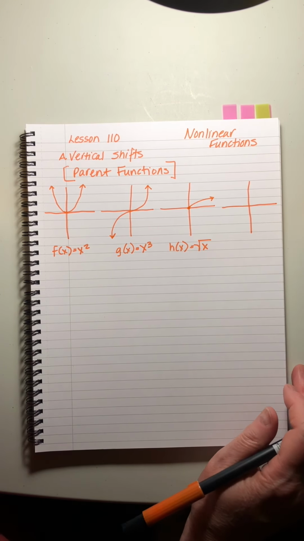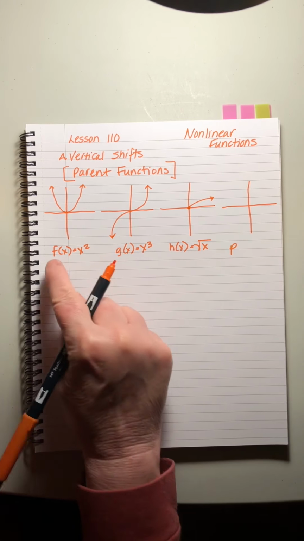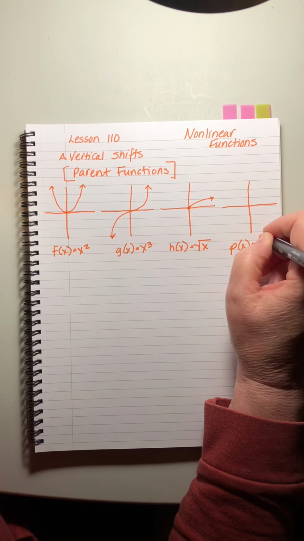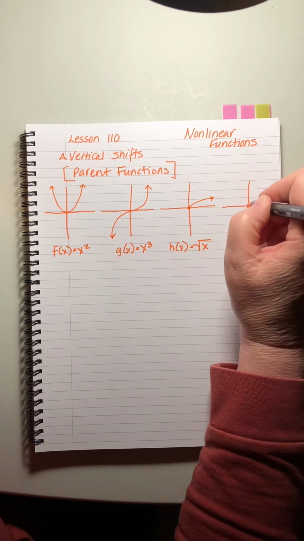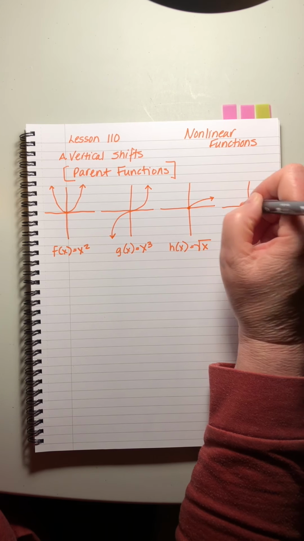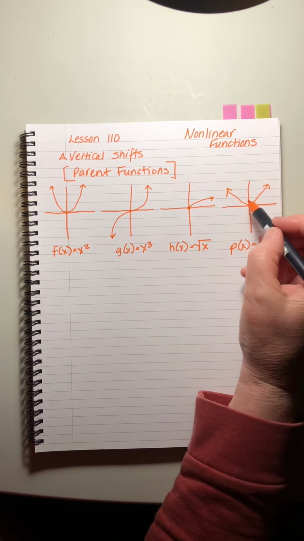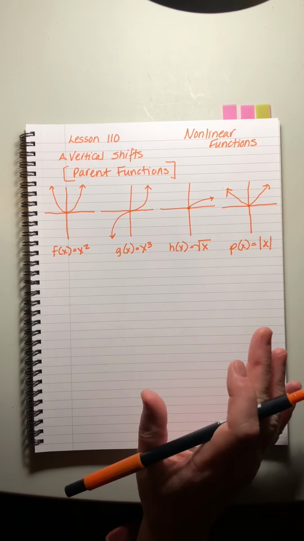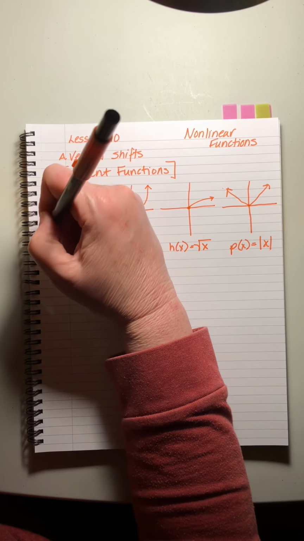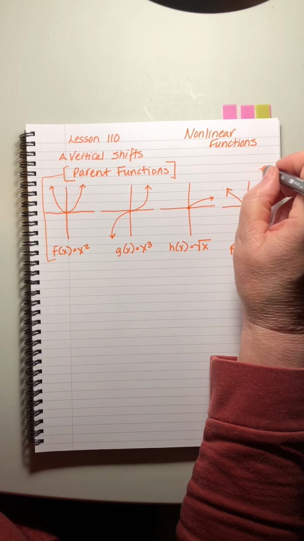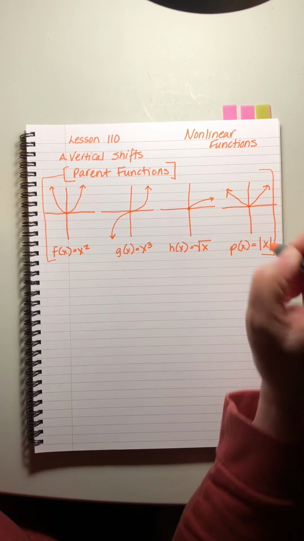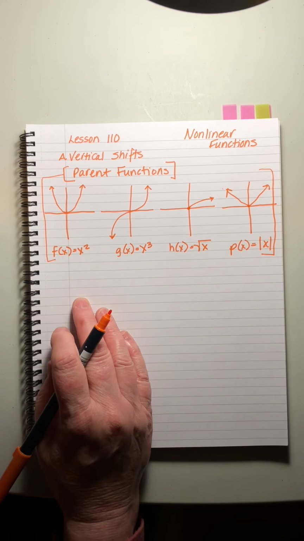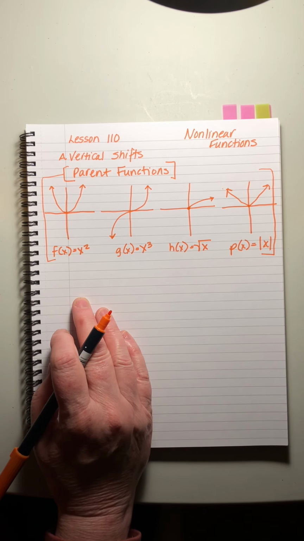Right? And the last one, F, G, H, and then John just jumps to P. I mean, sure, why not? Absolute value function. This one's pretty fun to remember too. It goes right up the middle of each quadrant. All right? These are the parent functions. I'm going to make this even bigger. These are the basic ones. And what we're going to do now is we're going to play with shifting them a bit. We're going to start with the vertical shifts, as I said there. Okay?